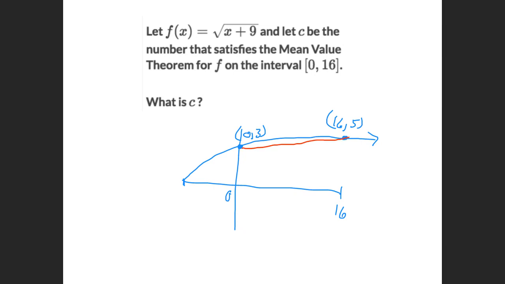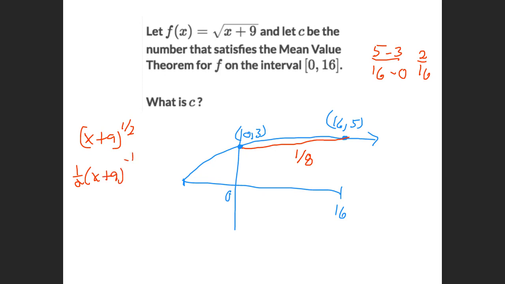I'm going to find the slope of that secant line. So 5 minus 3 over 16 minus 0. So 5 minus 3 is 2 over 16. So that is 1/8. Okay. Now, I need the derivative of this. Well, the derivative of the square root of x plus 9, I would write it this way. So I'm going to bring the 1/2 down, leave the middle alone, times the derivative of the middle, which is just 1, so that doesn't make any difference. So my derivative is 1 over 2 times the square root of x plus 9.